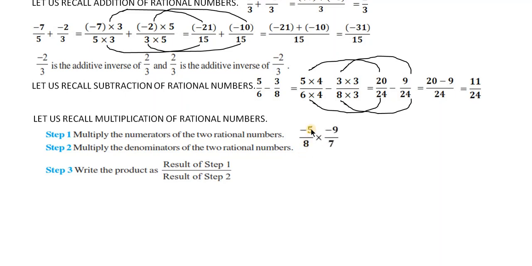So here I am taking this rational number, negative 5 by 8, as one rational number, and negative 9 by 7 as another rational number. These two are multiplied. I will not take the LCM now because multiplication does not need that. This sign is negative, this sign is negative, not the operator minus. So this is a multiplication problem of rational numbers.